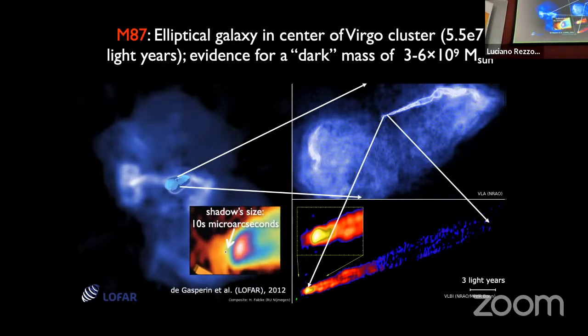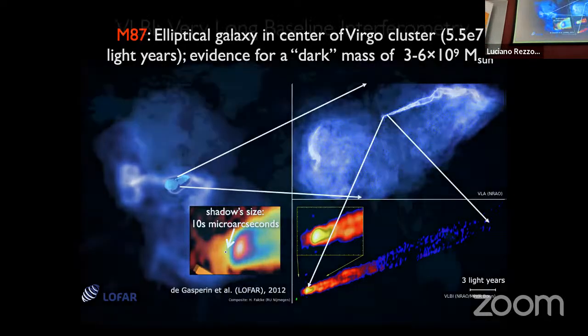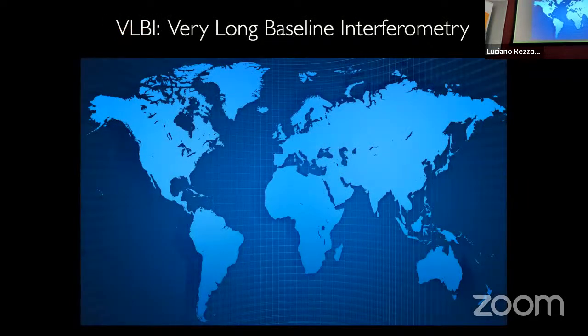And to give you an idea, this is the resolution that you need, and we have obtained with the Event Horizon Telescope. So it's about a factor 10 smaller than anything we had done before. How do you do this? Well, it's this technique, which is called VLBI, very long baseline interferometry.